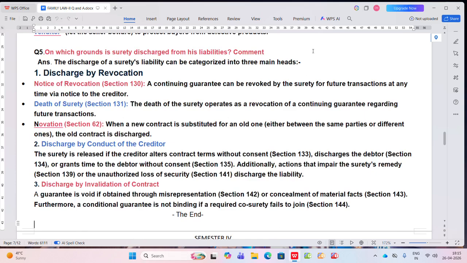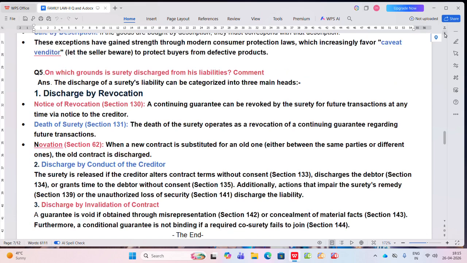Conduct of the creditor. The surety is released if the creditor alters contract terms without consent. Section 133. Discharges the debtor. Section 134. Or grants time to the debtor without consent. Section 135. Additionally, actions that impair the surety's remedy. Section 139. Or the unauthorized loss of security. Section 141. Discharge the liability.